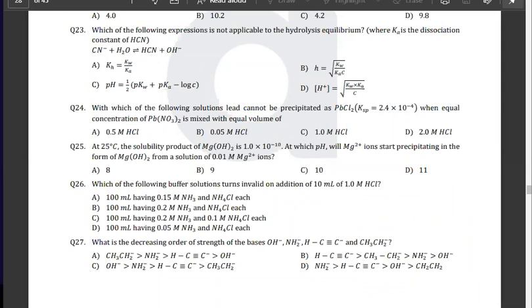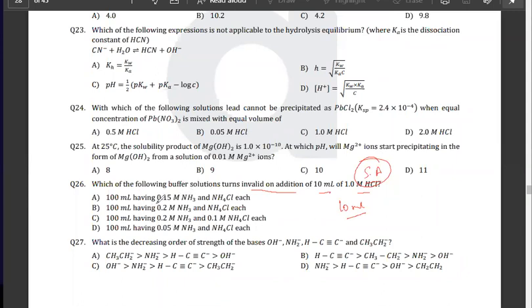Okay, next 26. Which of the following buffer solutions turns invalid on addition of 10 milliliter of HCl? Now, turn invalid, right? Just think about this. We know that when we are adding strong acid, the number of moles of base should be less, right? So it is 10 millimoles of strong acid. Think about it. Acid will react with, tell me, base.